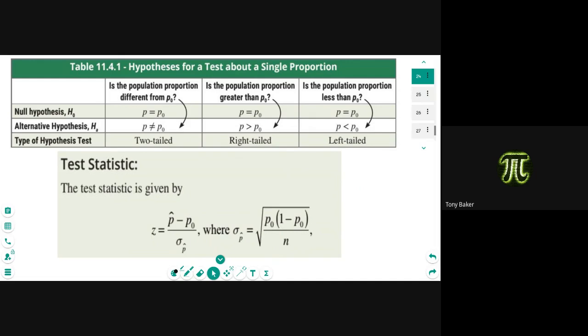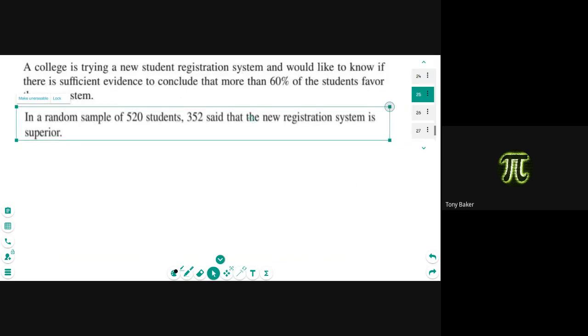Everybody good with this? All right, let's do one. Okay, step 1. I have my null hypothesis and my alternate hypothesis.